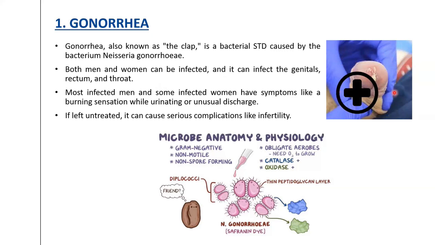Here is the picture of the male genital system. As you can see, there is pus or a sort of discharge coming out. It is gonorrhea.